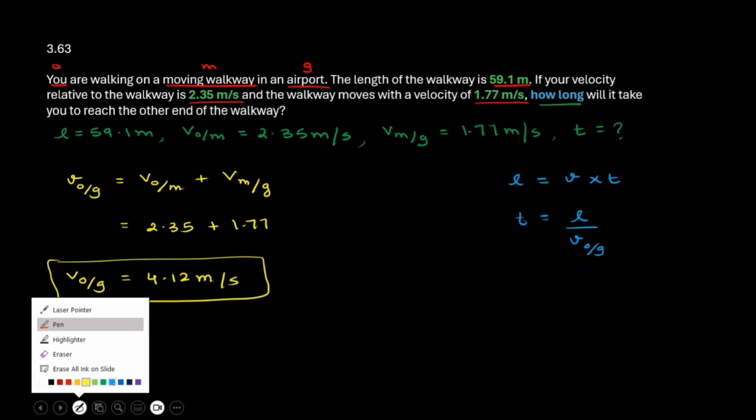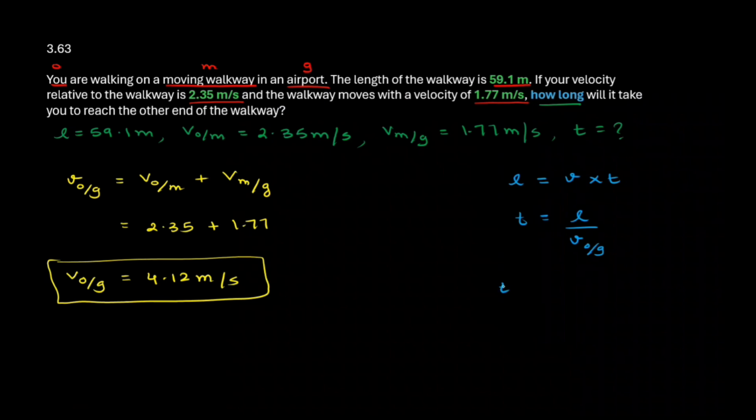Now I'm going to substitute this in my expression for t. We get time t equals length of the walkway is 59.1, velocity with respect to ground is 4.12. That gives me the time taken to be equal to 14.34 seconds, which you can round off to 14.3 seconds.